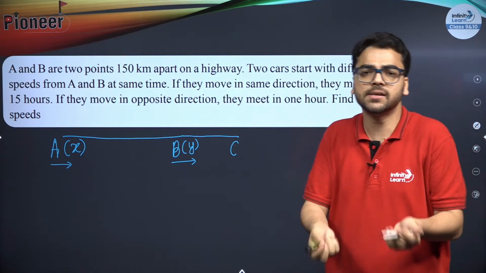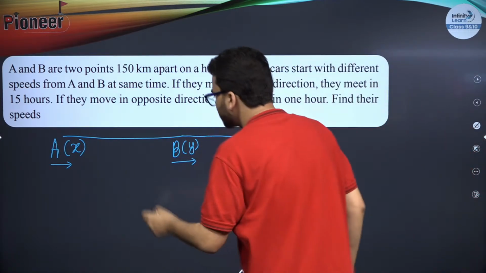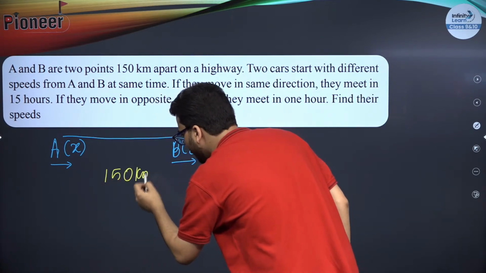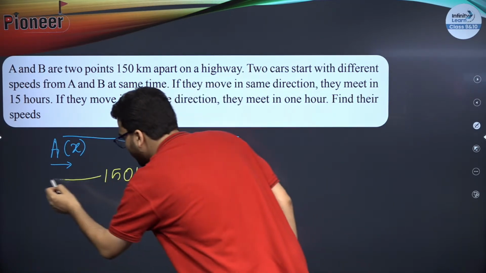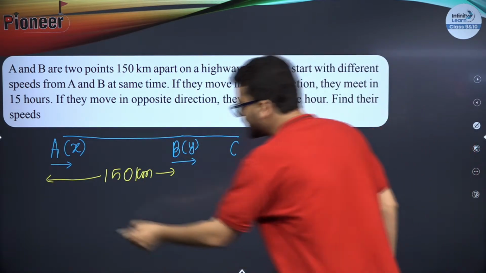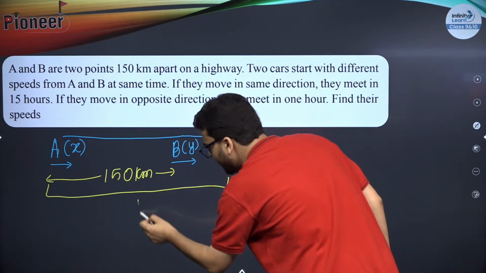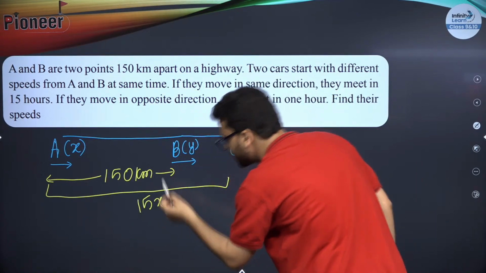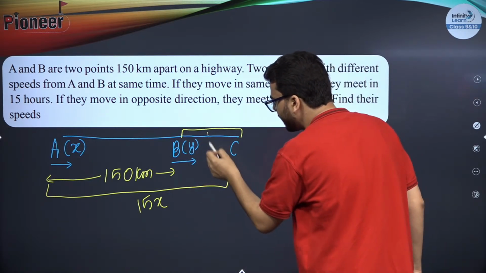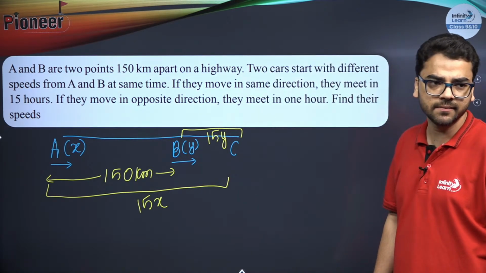Now you know that distance is equal to speed into time. One more thing, distance between A and B is 150 kilometers. So it means the distance between A and B is given to us like this, 150 kilometer, right? Now, distance is equal to speed into time. Can I not say that this distance is 15x kilometer? And can I not say that this distance is nothing but 15y kilometer? Tell me. Do you agree with me, guys?